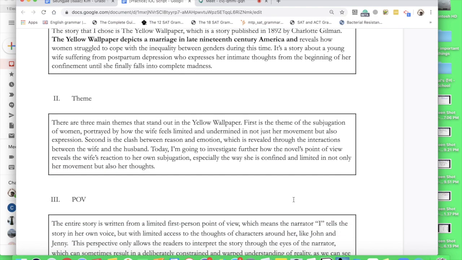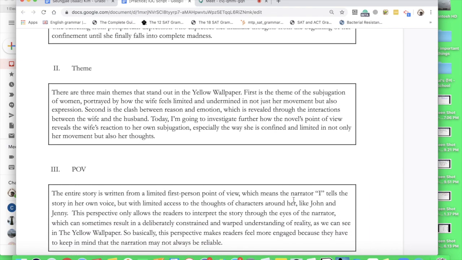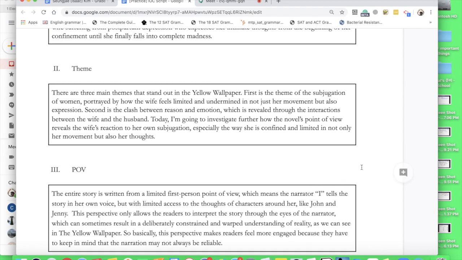So there are three themes that stand out in The Yellow Wallpaper. First is the theme of subjugation of women, portrayed by how the wife feels limited and undermined in not just her movement but also expression. Second is the clash between reason and emotion, which is revealed through the interaction between the wife, who portrays the emotion part, and the husband, who portrays the reason part. But today I'm going to investigate further how the novel's specific point of view reveals the wife's reaction to her own subjugation, especially the way she's confined and limited in not only her movement but also her expression of thoughts.